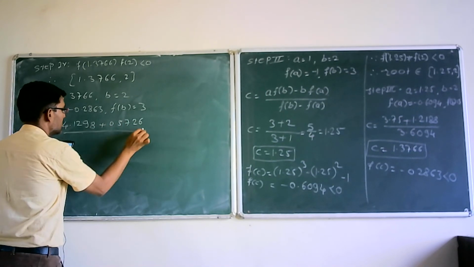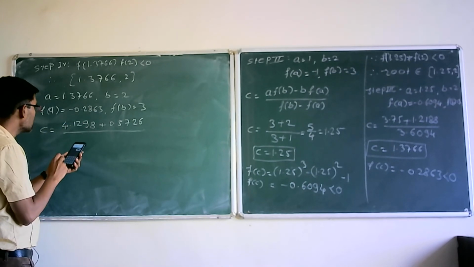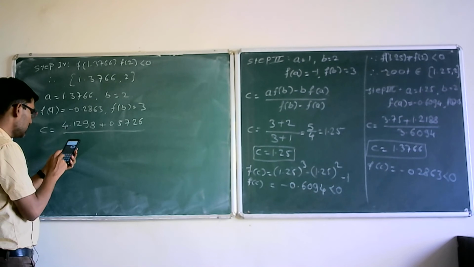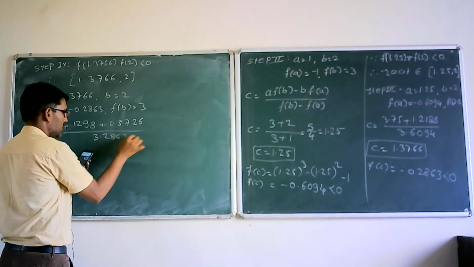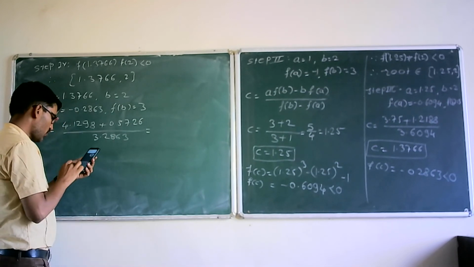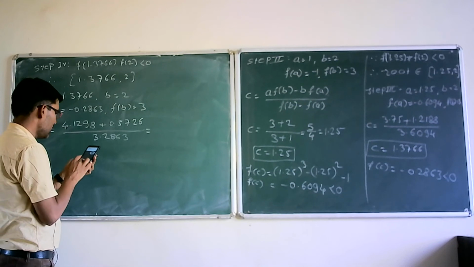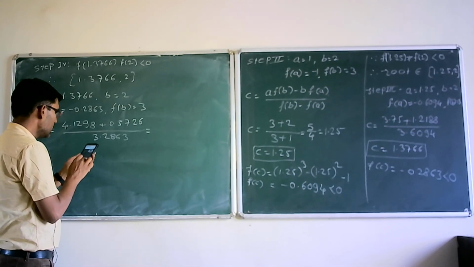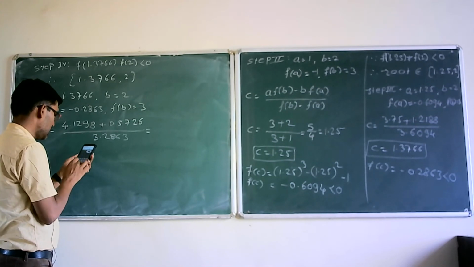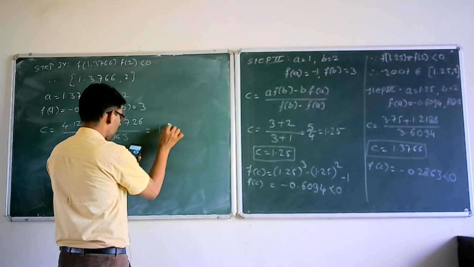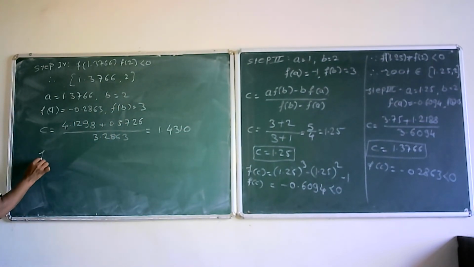0.5726. This is divided by f of b minus f of a, minus plus, so 3 plus 0.2863 is 3.2863. So it is equal to 4.1298 plus 0.5726 divided by 3.2863. So it is what? 1.4310. Okay, so now find the value of f of c.